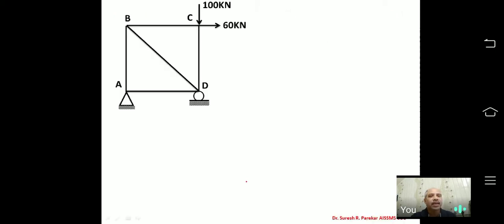Now we will start again in the same fashion. We have joint C with two unknowns, because CB and CD are the two unknowns at joint C. If we go to joint B, we have three unknowns. Joint A, we have again 4. Joint D, we have again 4. So the preferable joint is C, without reactions.